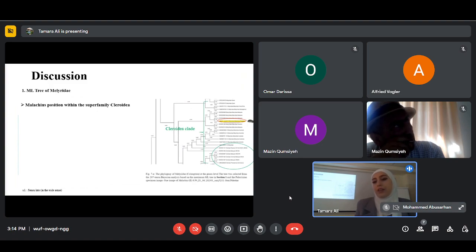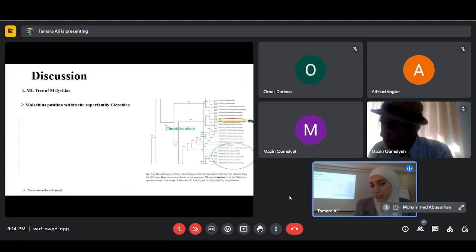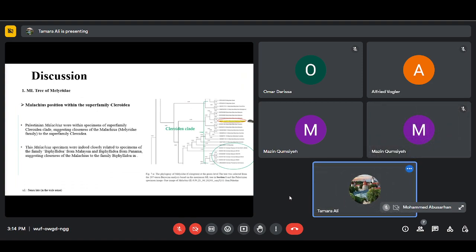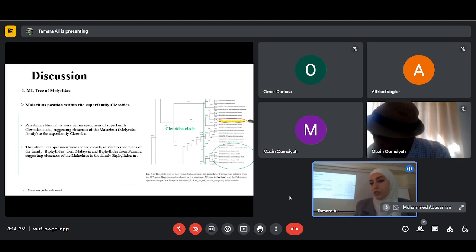Based on the analysis of our ML tree of Melyridae, it was found that Malachius is positioned within the superfamily Cleroidea, suggesting closeness of the Malachiinae, Melyridae family to the superfamily Cleroidea. These Malachius specimens were indeed closely related to specimens of the family Phloiophilidae from Malaysia and Panama, suggesting closeness of the Malachius to that family, and the Melyridae is the largest group of the superfamily Cleroidea.